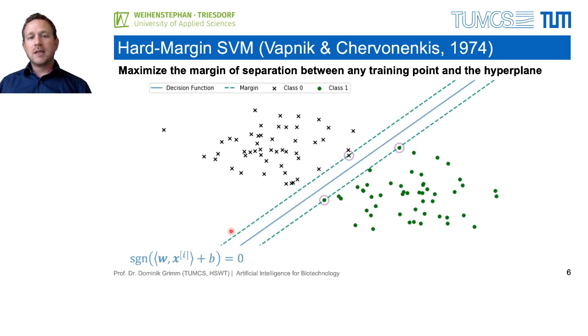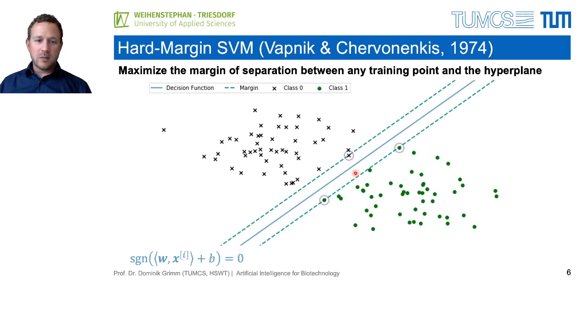The idea was that we not only try to find such a line, we try to find a line, a decision function, that has a margin. So there's a margin around this decision function, and we'd like to find a line that maximizes the margin between any training point and the hyperplane. So here we have the training points, and we'd like to find the margin in such a way that the distance of the margin is maximal, and that the separation between the training points is maximal.